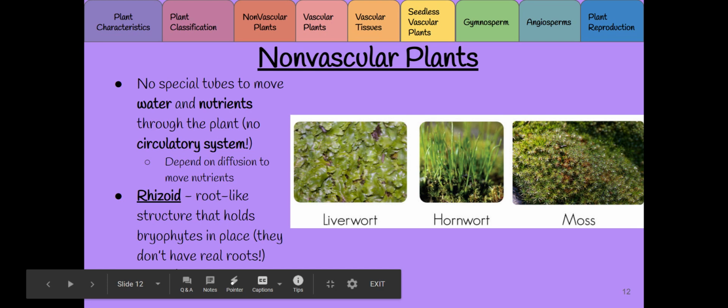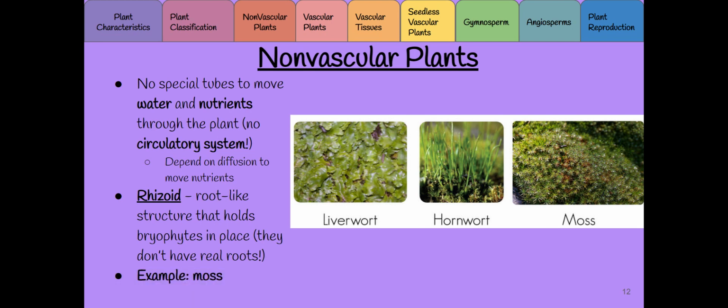Non-vascular plants have no special tubes to move water and nutrients. There's no circulatory system. They depend on diffusion to move the nutrients around the plant. Then they have rhizoids, which are root-like structures that hold bryophytes in place. They don't have real roots, they're simply called rhizoids. An example that you might be familiar with is moss.